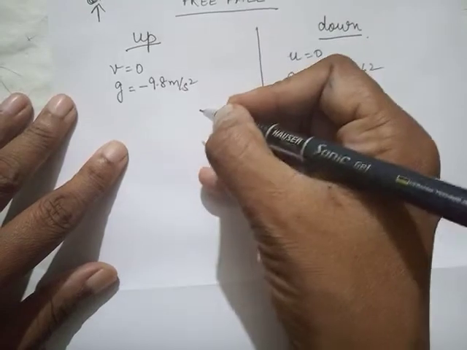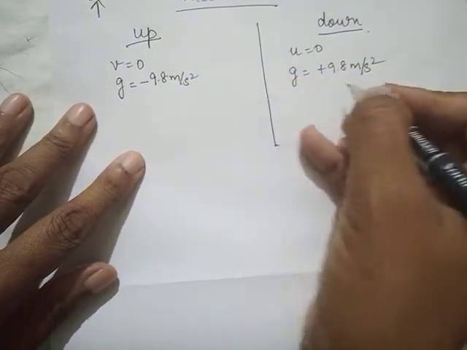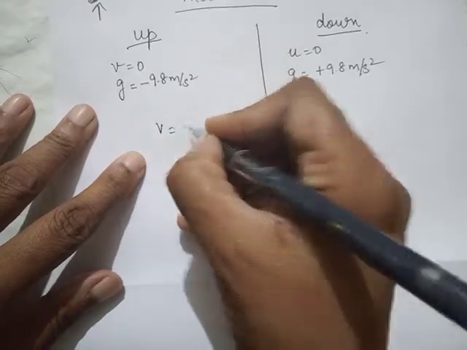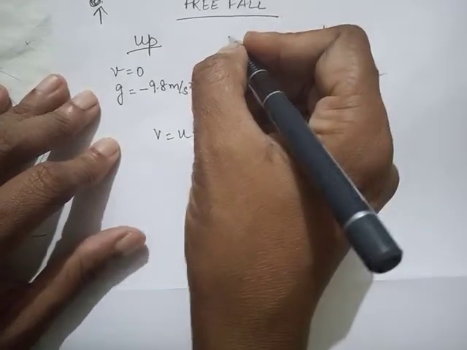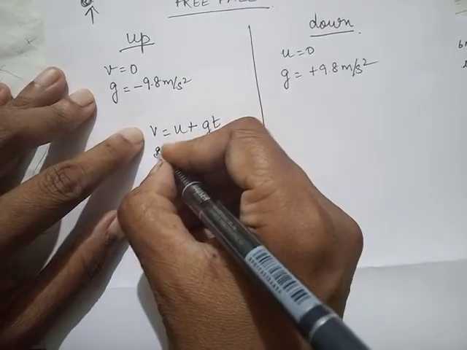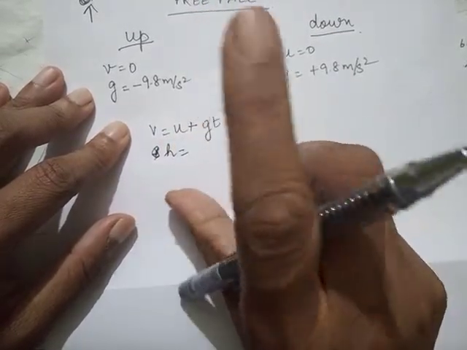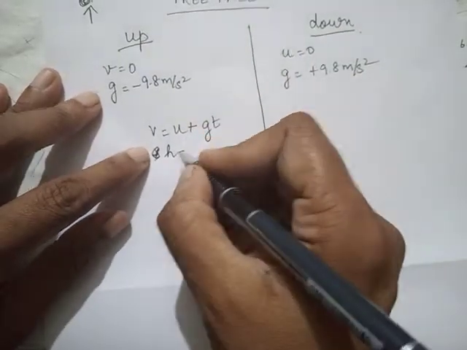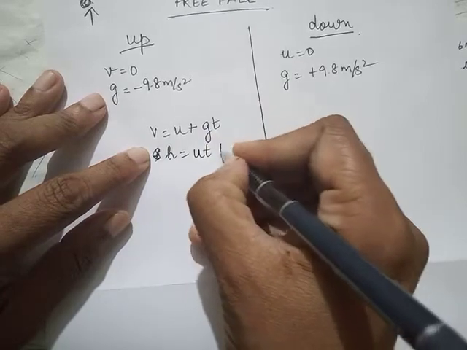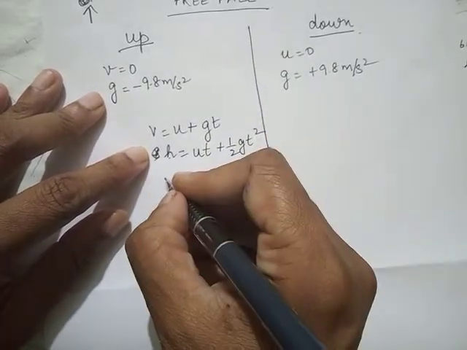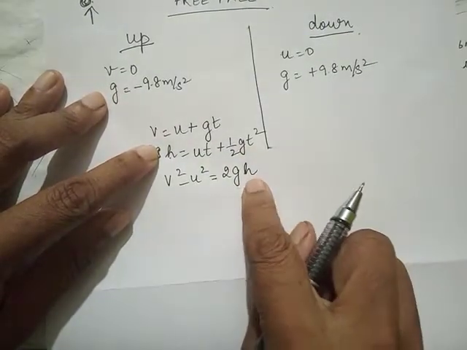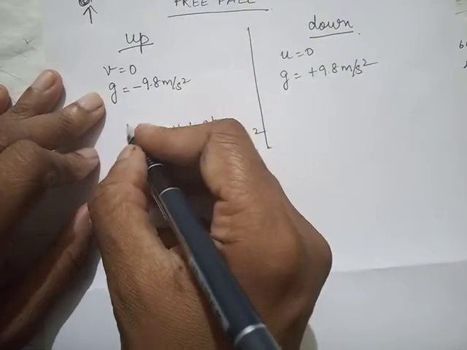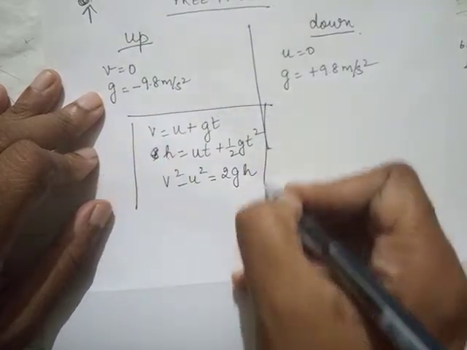Basically we'll be using the three equations of motion in these 10 numericals. So v is equal to u plus, in place of a we'll write g because it is free fall under gravity, so v = u + gt. Then s will become h, height, because it's thrown upward or coming down, so we'll call it vertical. Instead of s you will write h: h = ut + half gt square. Then the third equation will become v square minus u square is equal to 2gh. Instead of s, again here h. So these are the equations of motion. Using these equations, we'll be solving these numericals.